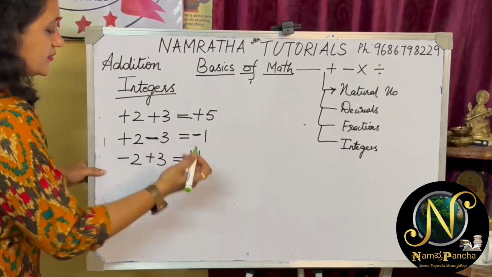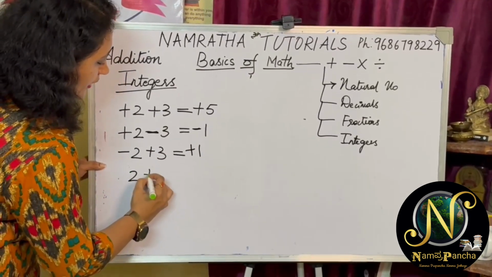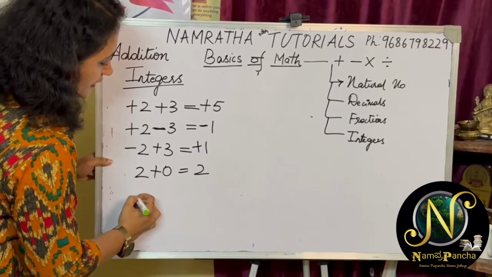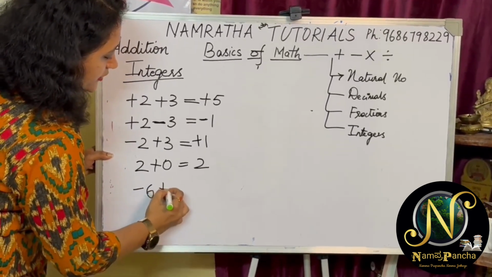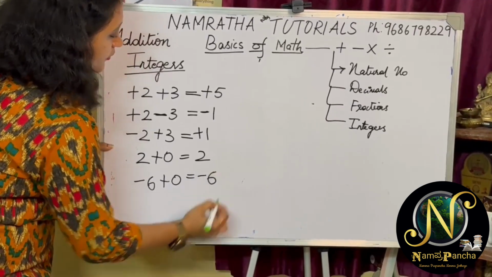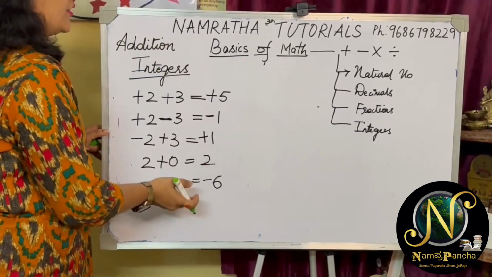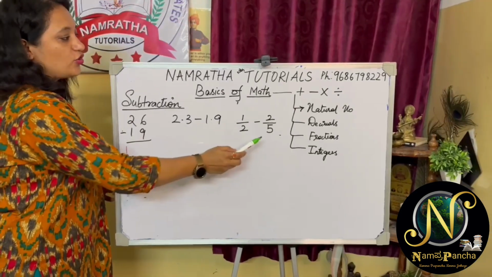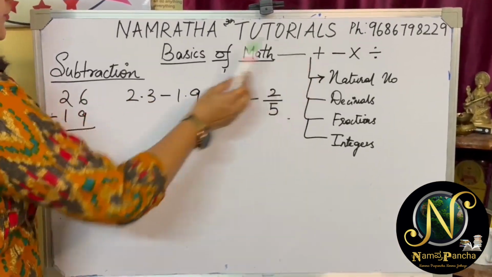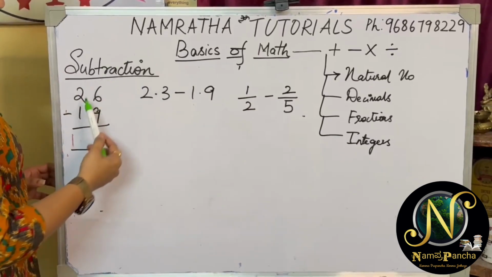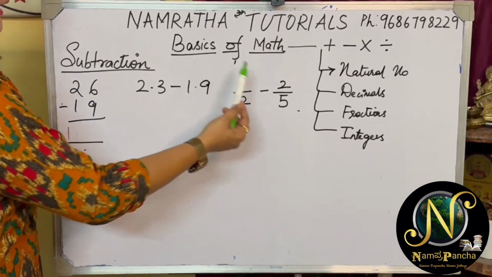The next one is 0. So 0 added to any number, you will get the same number, whether it is positive or negative. So when you add 0 to a negative number, we get the same number without any change. So these are the addition operations performed on integers. So the next operation is subtraction. So I'll show all the three together. So we are going to perform subtraction on a natural number, on a decimal and a fraction.